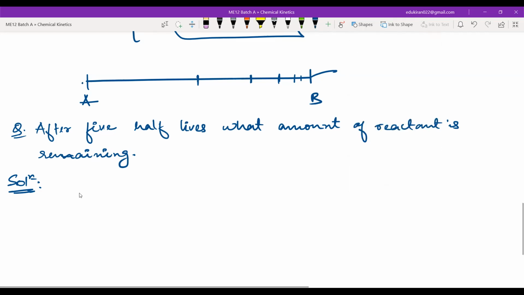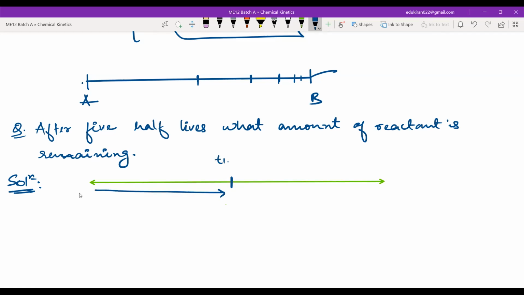So please listen here. 5 half-lives, what does that mean? Let us suppose at this point you have your first half-life. This is the T half first. Now, as soon as T half is completed, what happens? The rate does not depend on the concentration. T half does not depend on the concentration.